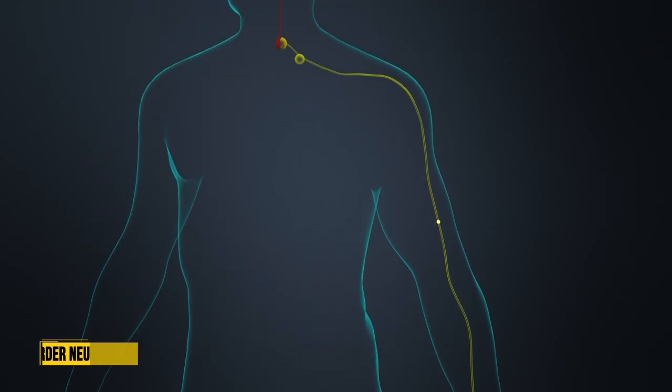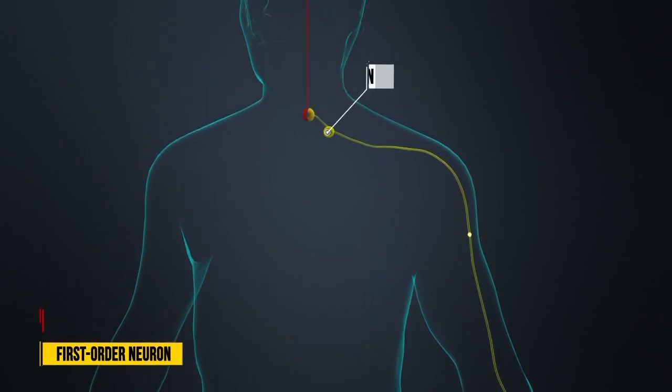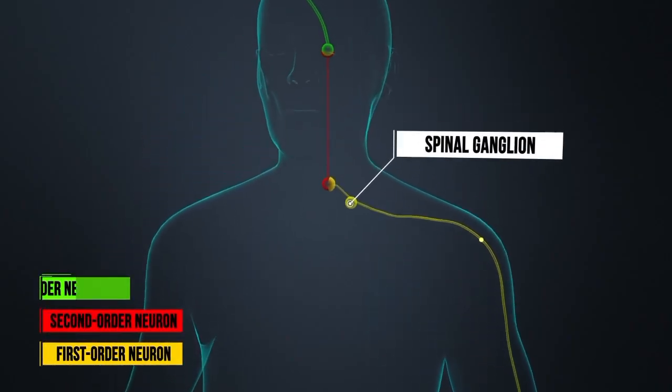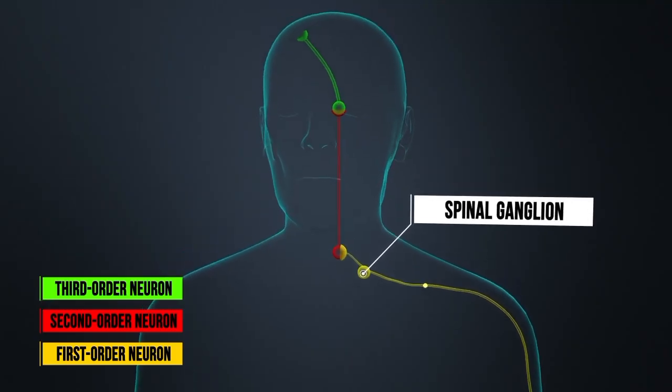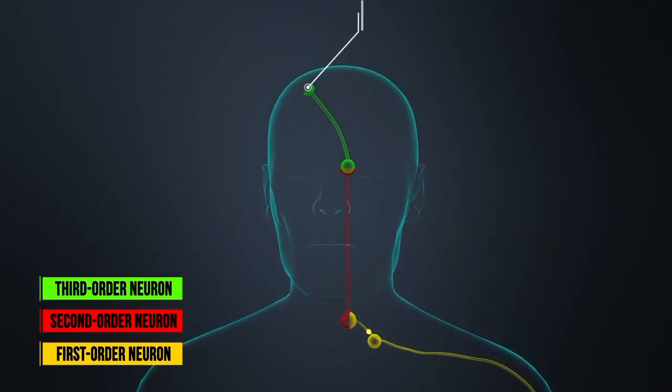The neuron in the spinal cord transmits the action potential to the brain, where another neuron finally transmits the impulse to the somatosensory cortex. The impulse is then processed.